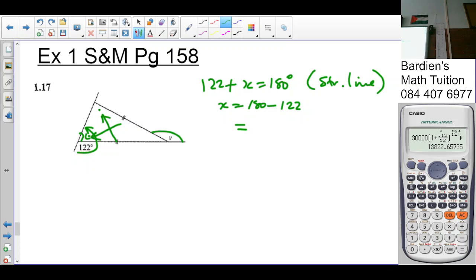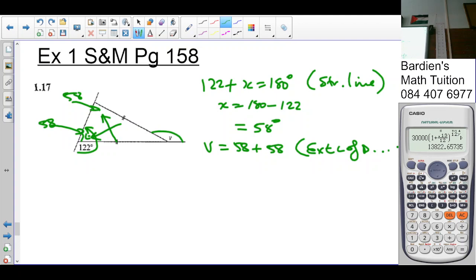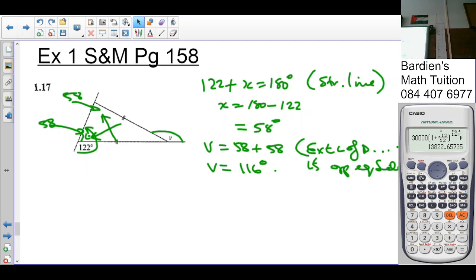That's going to give us 58, correct? So that angle is 58. And that is going to be 58. So V is equal to 58 plus 58. Why? Exterior angle of triangle equals the sum of the two interior opposites. And we use that other theorem, which is angles opposite equal sides. So V is equal to 116 degrees. Okay, you guys understand?